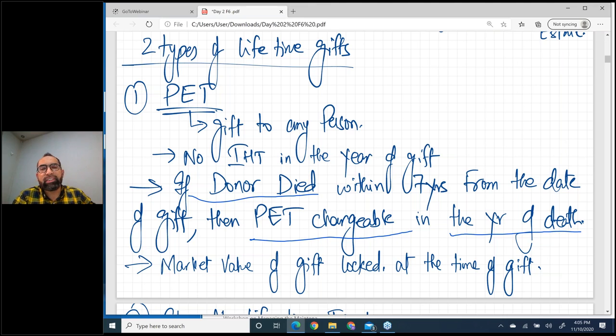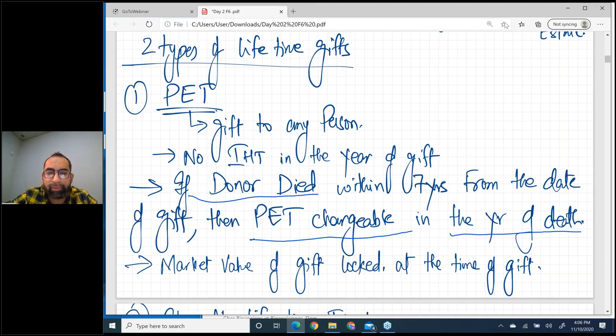Then this PET will be chargeable in the year of death. Okay, so don't forget how you will recognize PET in the exam. One person giving a gift to another person is PET. And in the year of gift of PET, there is no IHT implications, not even a calculation. But if the donor died within 7 years, then this PET is chargeable in the year of death.